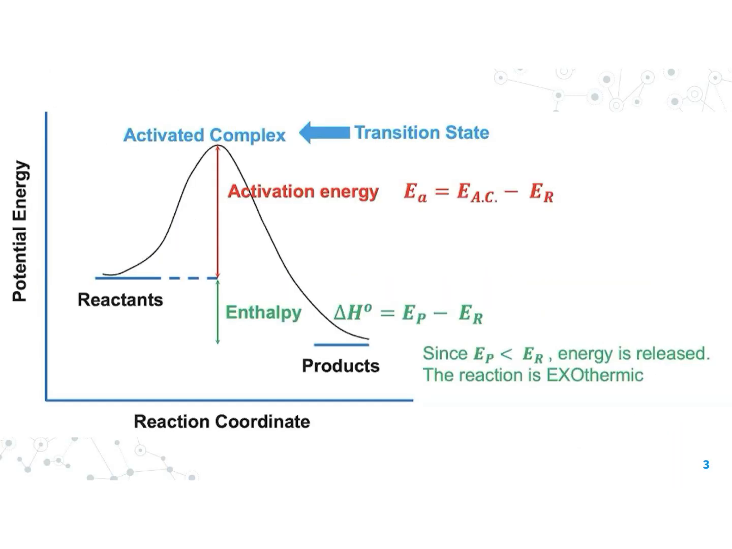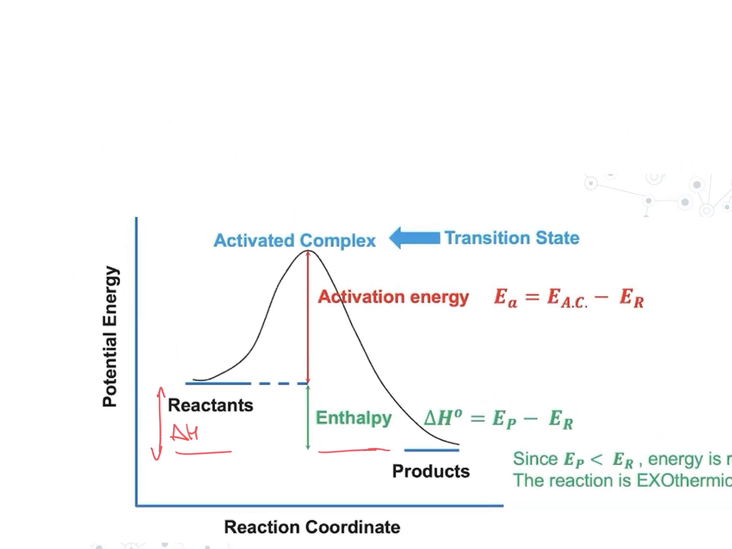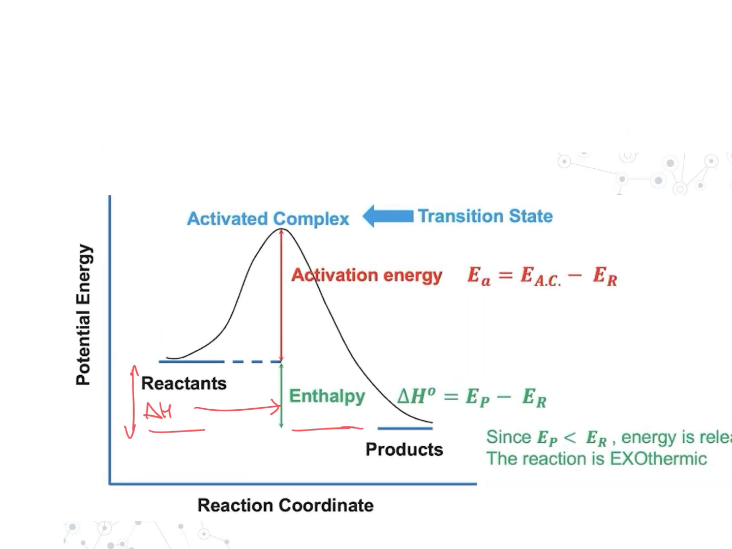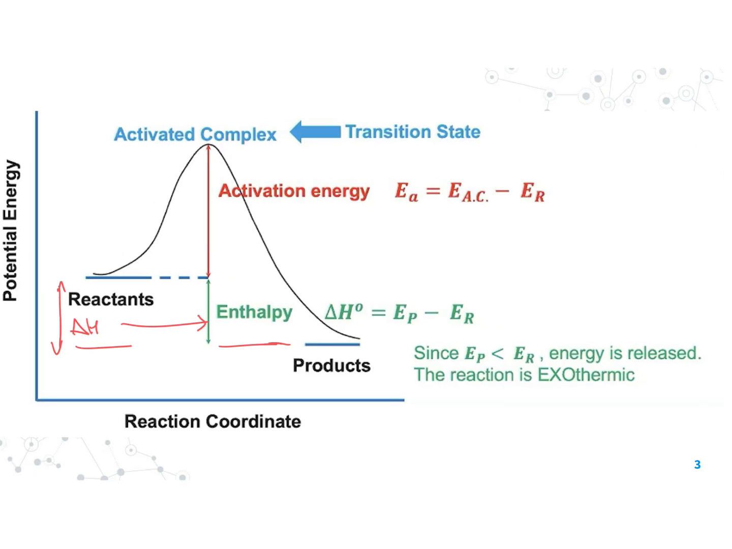So we've looked at these diagrams quite a bit before, but this is just a potential energy diagram that shows enthalpy. We've shown before that the difference between products and reactants in energy, that's delta H, and that tells you enthalpy. And you can find delta H by just taking the enthalpy of the products minus reactants. If it's negative, it's exothermic. If it's positive, it's endothermic.